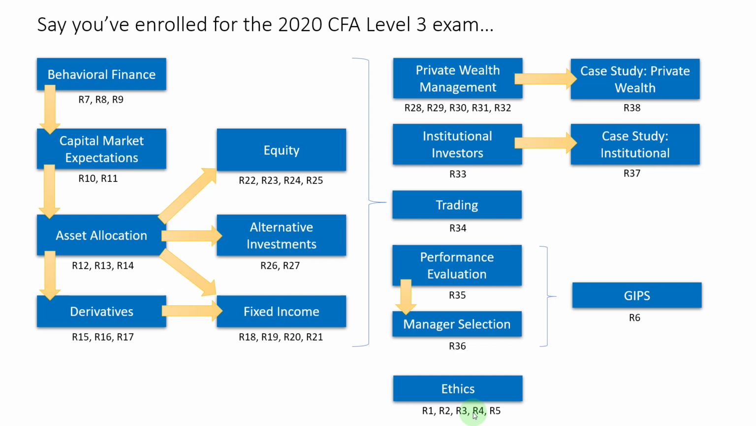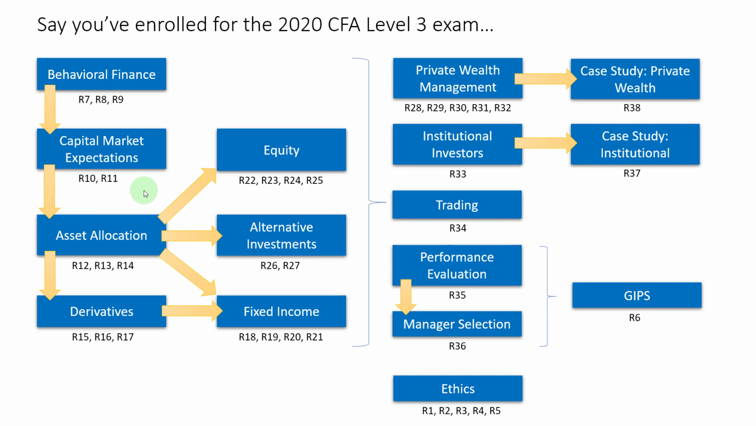But just take note that for private wealth management, it's best to do it after you have done asset allocation and behavioral finance, so that you at least have an idea of how individuals may behave. It's the same thing for institutional investors. It's best to have done asset allocation as well, and capital market expectations.